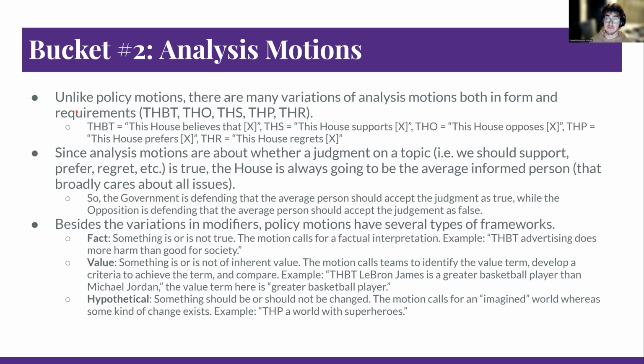Because a policy is implemented by some kind of authoritative body, but a judgment is something that occurs in our head. So you don't actually have to model the House in these cases because presumably you're just trying to convince someone that they should support or regret something or oppose something, right? So it's about what exists in someone's head and that they should be convinced about it, the average informed person, as opposed to it being a specific authoritative body implementing it. So it being implemented is basically someone being convinced of this and agreeing with you. So again, the government's defending that the average person should accept the judgment as true, while the opposition is defending that the average person should accept the judgment as false.